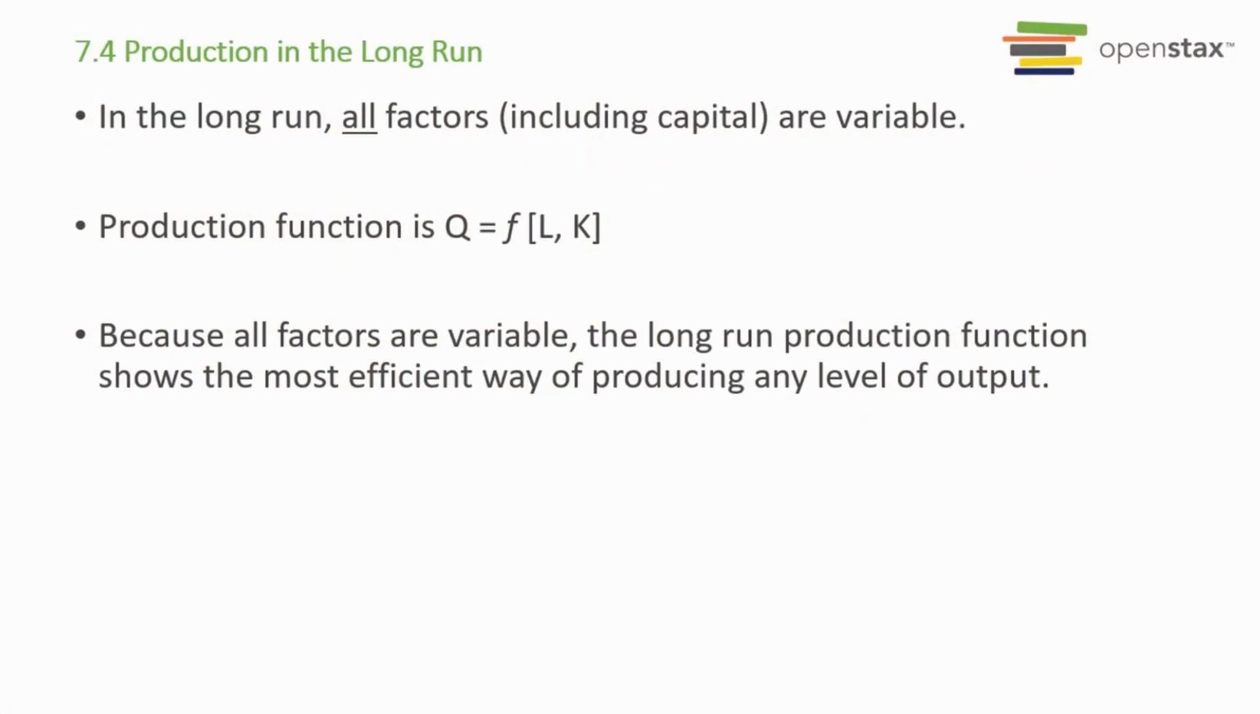Now we're looking at production in the long run. We know that in the long run, all factors, including capital, are variable. And so the production function is Q equals F of L and K. Because all factors are variable, the long run production function shows the most efficient way of producing any level of output. And the book explains that.